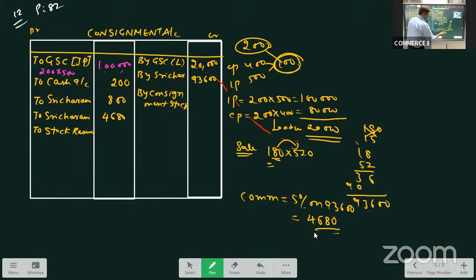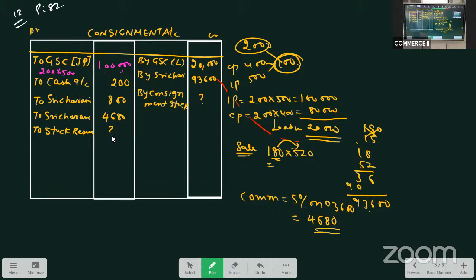Yeah. Wow. Go through the calculation. Now a very important part is left, that is the valuation of unsold stock and the value of stock reserve. As we did in the last problem, we have to do the valuation of unsold stock twice: once at the invoice price and then once again at the cost price. So first we will do the valuation at invoice price.